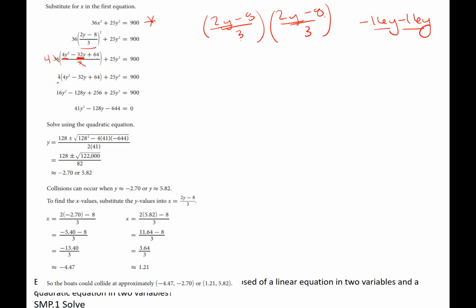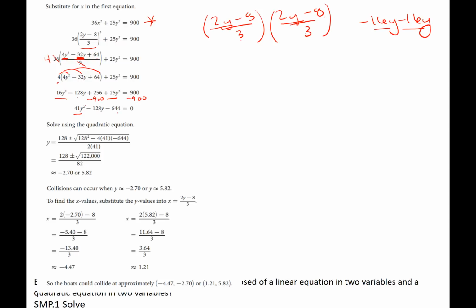Next, you follow your instincts. We're going to distribute in the 4. So we distribute in the 4, you get 16y squared minus 128y plus 256. Now we're going to combine our like terms. So 16y squared and 25y squared is 41y squared. And then they went ahead and subtracted the 900 from both sides, which gave them -644.